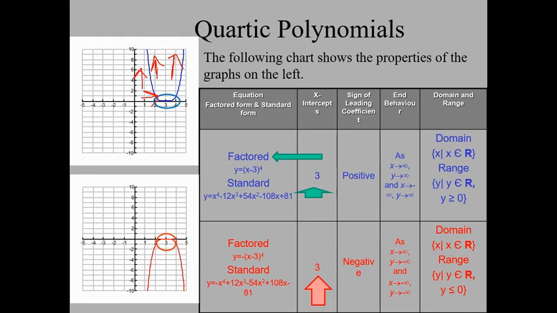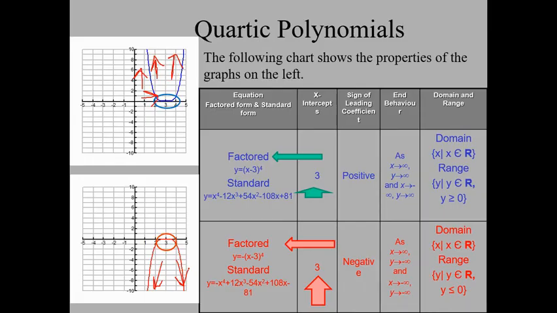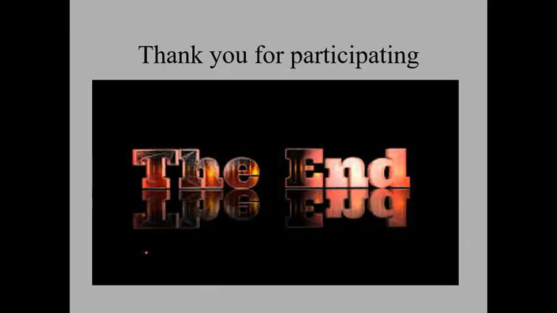On the bottom one here, again, we have only one x-intercept, and again, it has a multiplicity of 4. Our leading coefficient is negative because both our arms are going down. And notice that our range starts at 0 and then goes down. So it is y less than or equal to 0. And those are our examples for cubic and quartic polynomial functions.